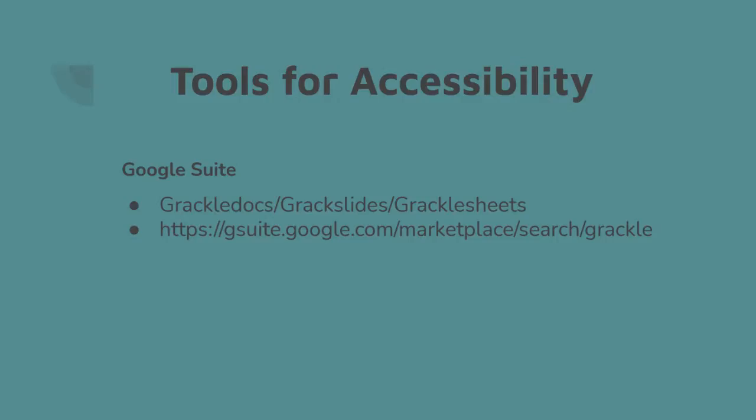So it turns out that Grackle Docs, Grackle Slides, and Grackle Sheets are add-ons that you can simply click on the add-on button when you're in a Google Doc or slide or sheet, and you can do a search for Grackle. And it's basically an app that you install on your computer, and it creates an add-on called Grackle, which is an accessibility checker for Google products. So Google does have an accessibility checker.